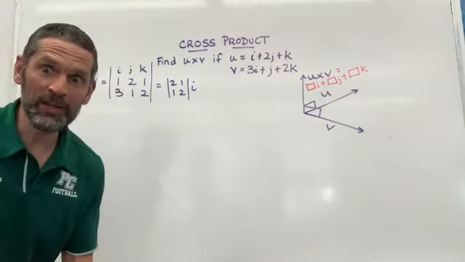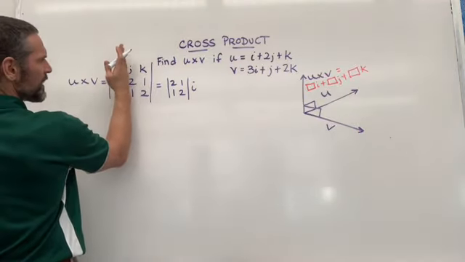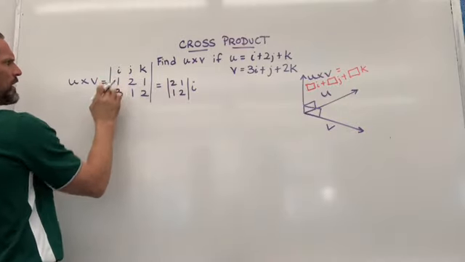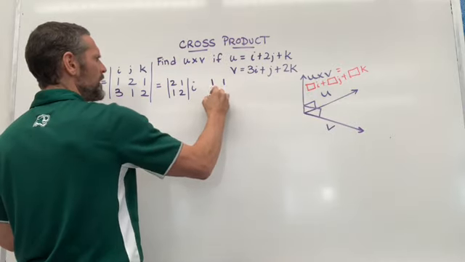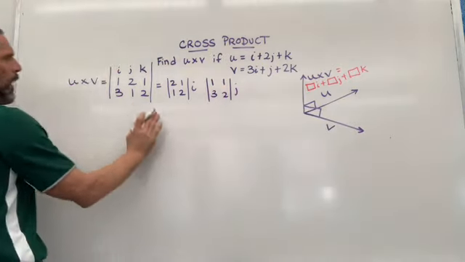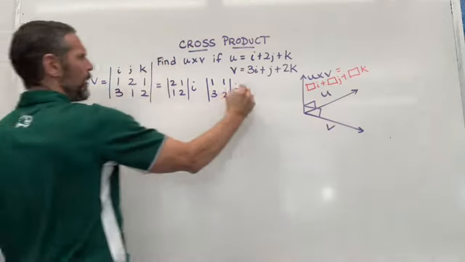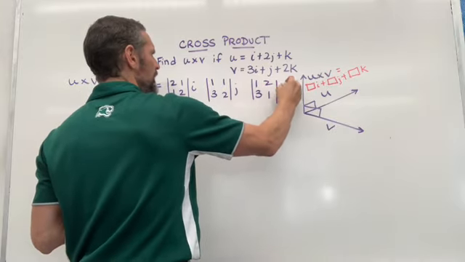If I want the j's, guess what? I cancel the j's. So I put my cute little hand like that, and I get 1, 1, 3, 2. If I block off the j's, I get 1, 1, 3, 2. And that will be j. And if I want the k's, I'll cancel the k's. If I cancel the k's, I get 1, 2, 3, 1. And that is our k's.